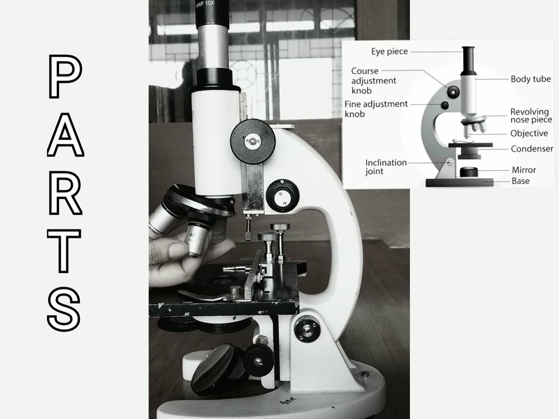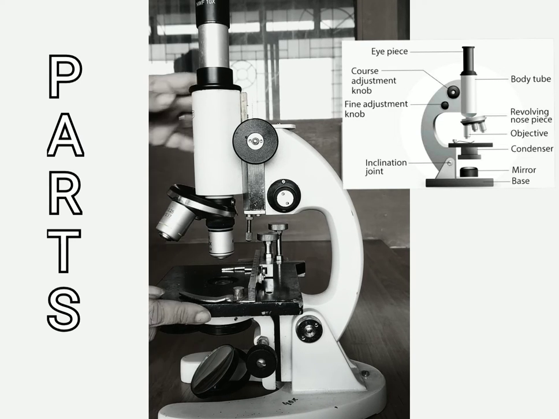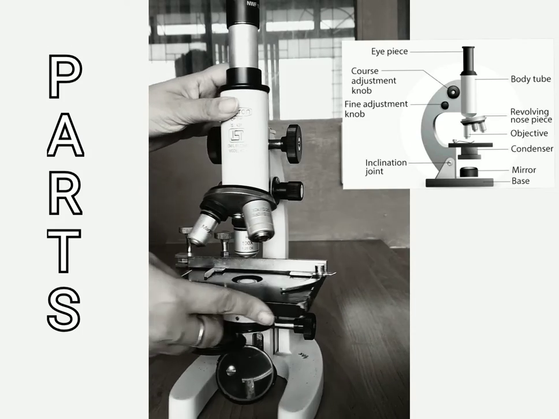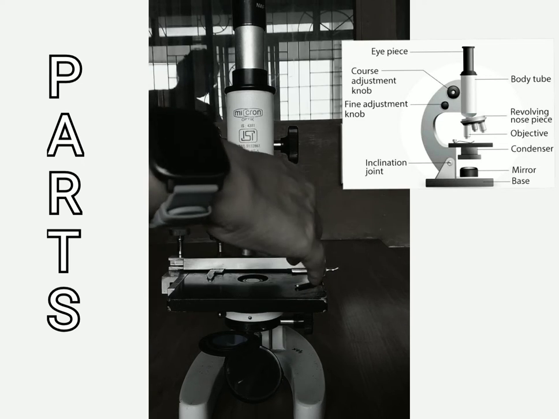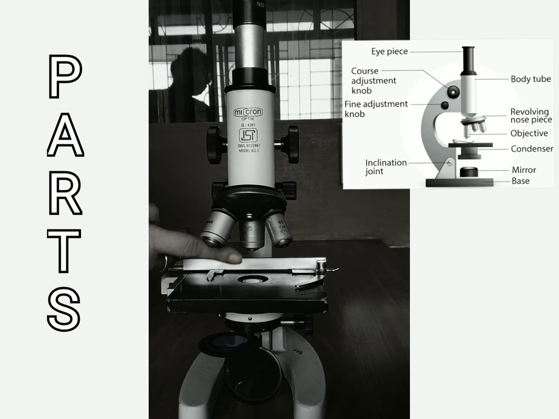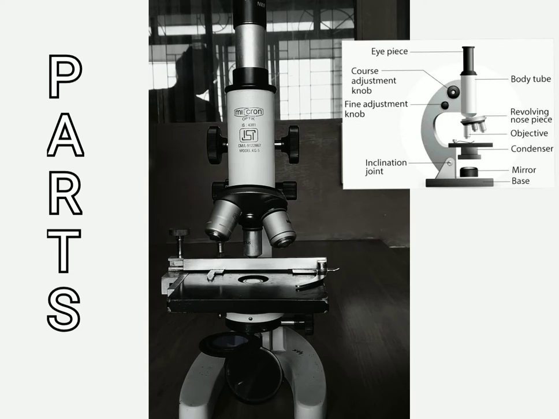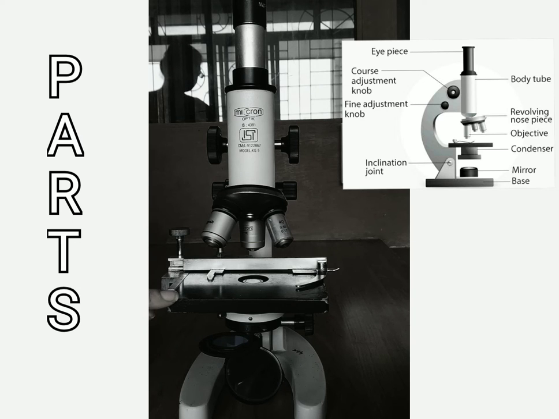This is 40x, this is 100x, and this one is the 10x. So when you set the 10x, the magnification will be 10 into 10, that is 100 times. When you set the 40x, then the magnification will be 10 into 40, 400 times. And when you set 100x, the magnification will be 10 into 100, that is 1000 times.